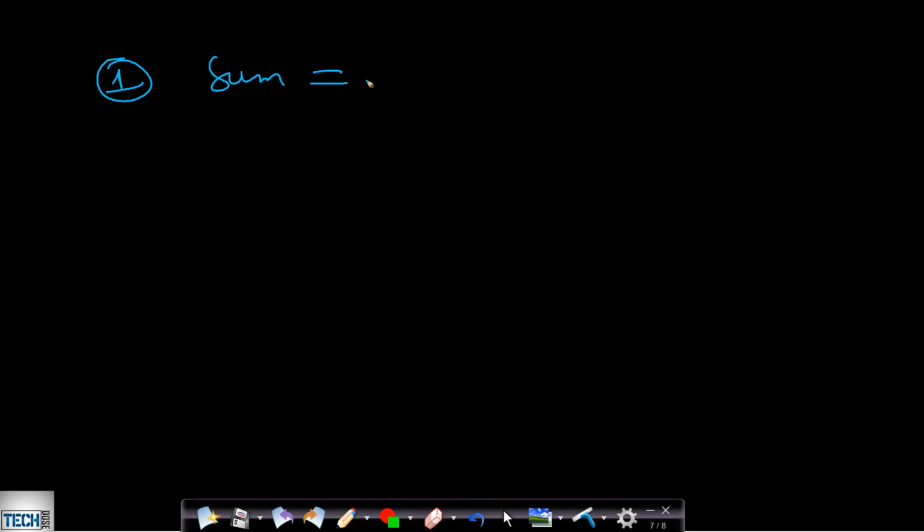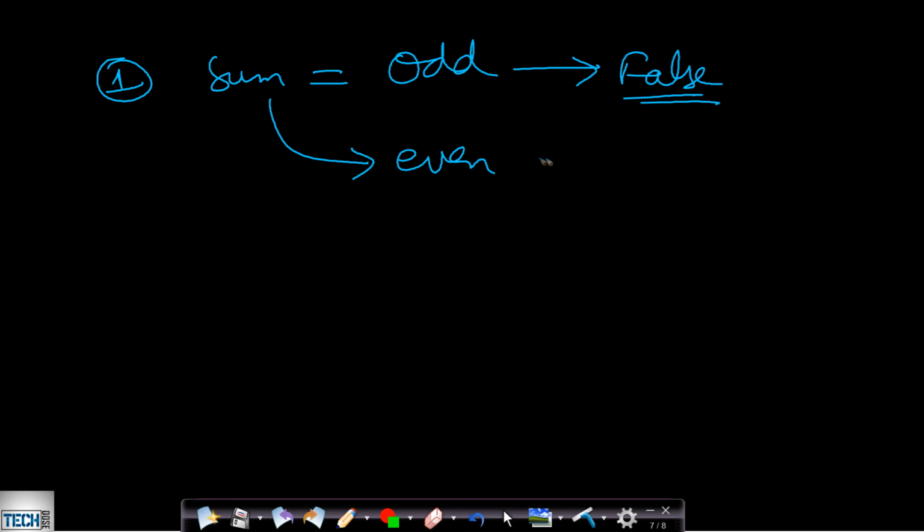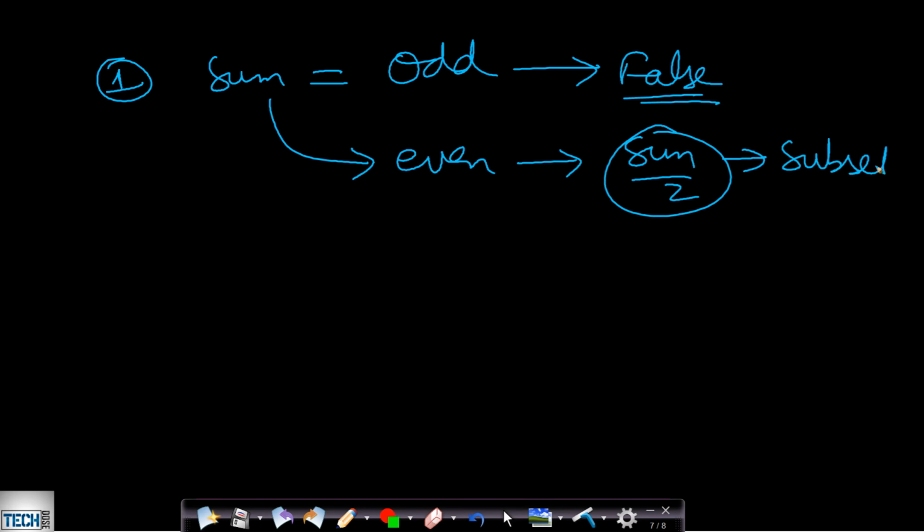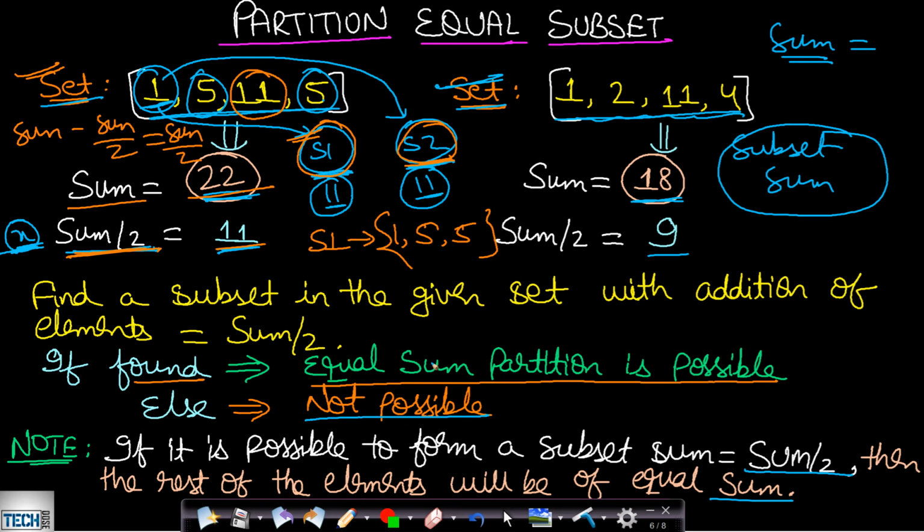If the sum of all the elements in the array is odd, then we will say that it is not possible to form equal sum partition. Otherwise, if it comes out to be even, then we will check if the sum by 2 value can be formed from a given subset in your array, that is, in your set, by using the subset sum problem code. If it is possible, then you will return true, saying that equal sum partition is possible. Otherwise, you will return false, saying that equal sum partition is not possible.